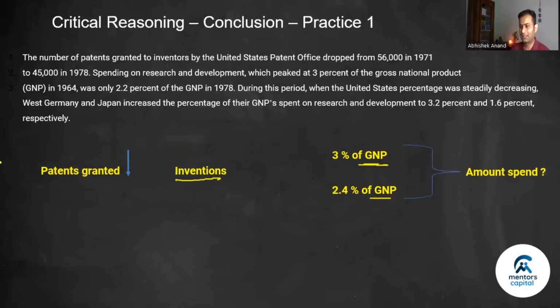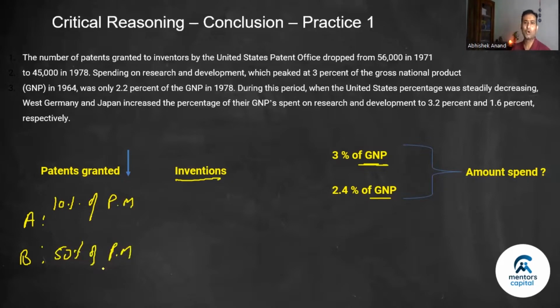So let me give you an example. Let's say there are two people, A and B, and I say that A saves 10% of his pocket money and B saves 50% of his pocket money. And if my question is, who saves more money? Can you give me an answer to this? You cannot, right? Why? Because you don't know the pocket money.